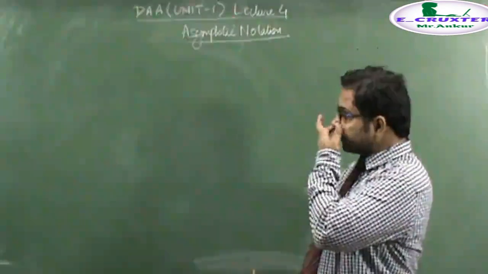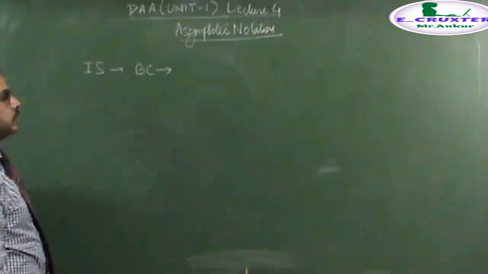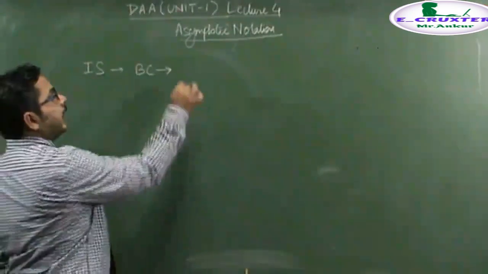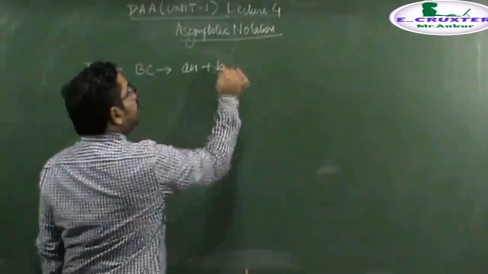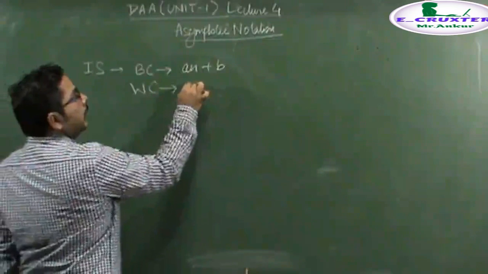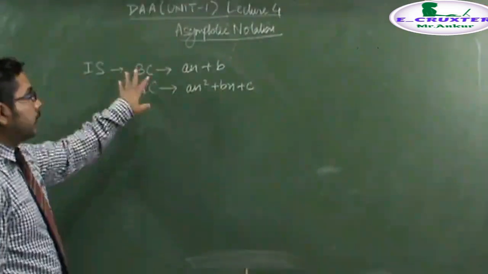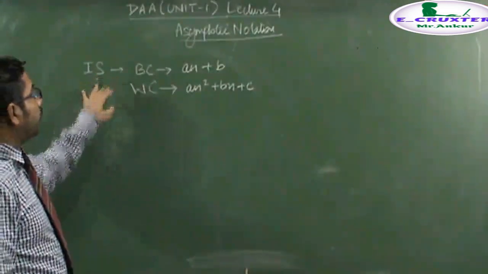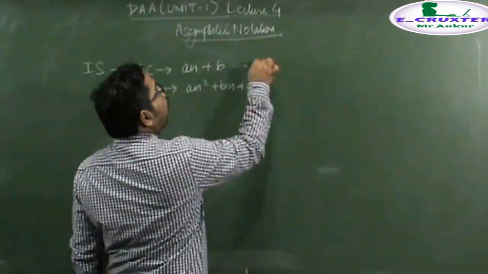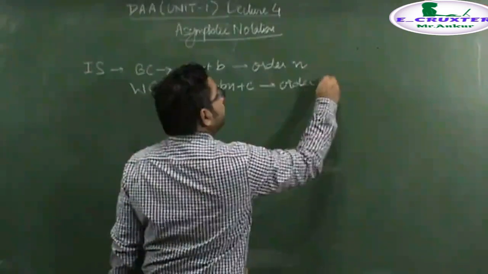Now earlier you noticed that when we analyzed insertion sort on the basis of the best case, we got an equation an plus b. And when we analyzed insertion sort on the basis of the worst case, we got the equation an square plus bn plus c. On the basis of that, I told you that the order of growth of insertion sort in the best case is of order n, and in the worst case it is of order n square.